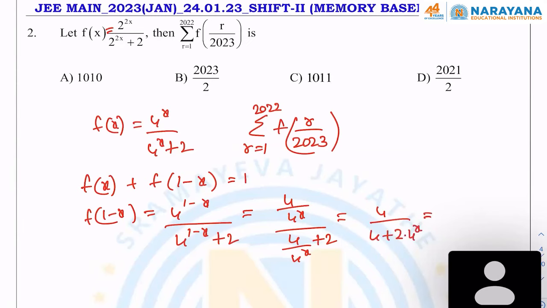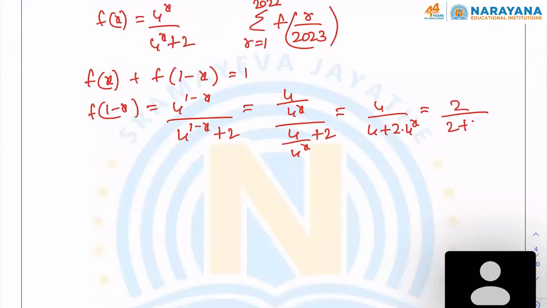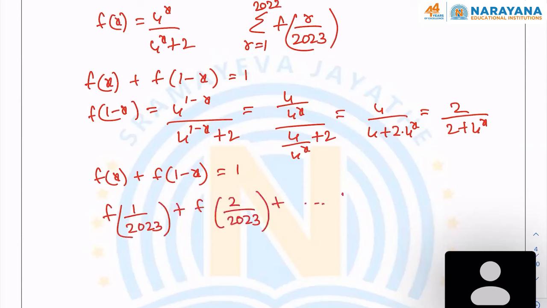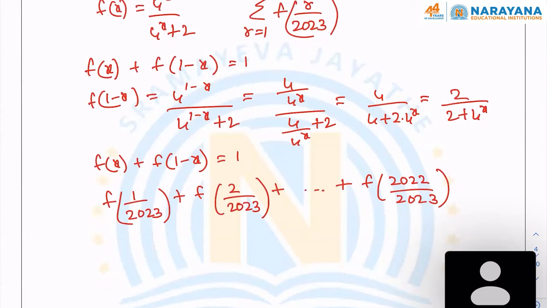I can take out 2 here. Plus f of 2 by 2023 plus so on up to f of 2022 by 2023, this value they are asking. So here we already proved that f of x plus f of 1 minus x is equal to 1. So f of 1 by 2023 plus f of 2022 by 2023 is equal to 1. Similarly, f of 2 by 2023 plus f of 2021 by 2023 is equal to 1.